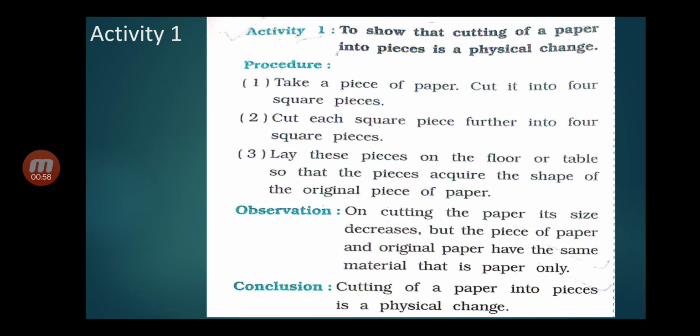paper. Observation. On cutting the paper, its size decreases, but the pieces of paper and the original paper have the same material, that is paper only. Conclusion. Cutting of a paper into pieces is a physical change.